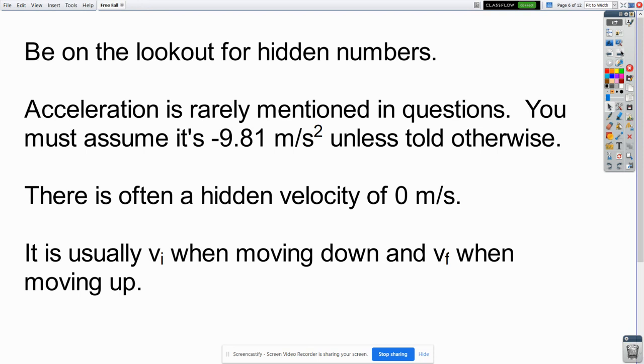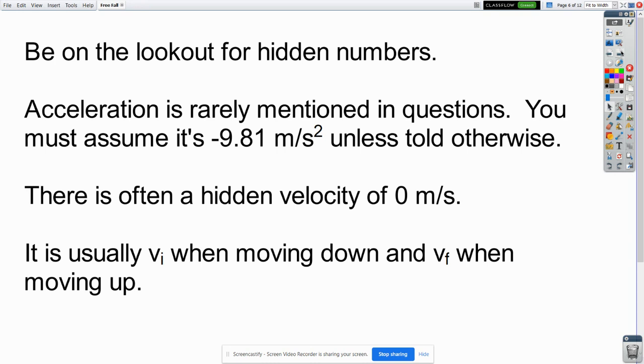Be on the lookout for hidden numbers. There's nowhere that hidden numbers show up more frequently than in free fall. Acceleration is rarely mentioned in a question. It almost never says anything about gravity or acceleration. So you just have to figure out for yourself, okay, this thing is falling, gravity's at work, negative 9.81 meters per second squared is acceleration.